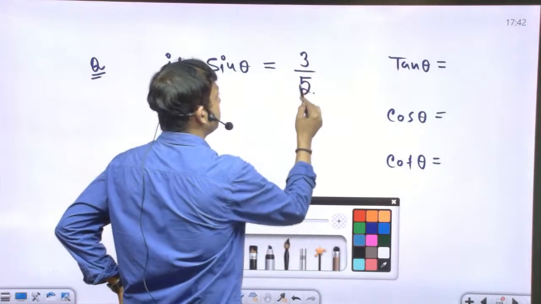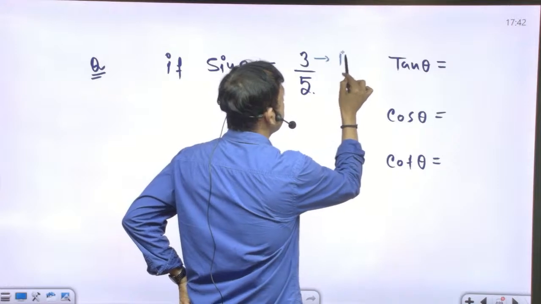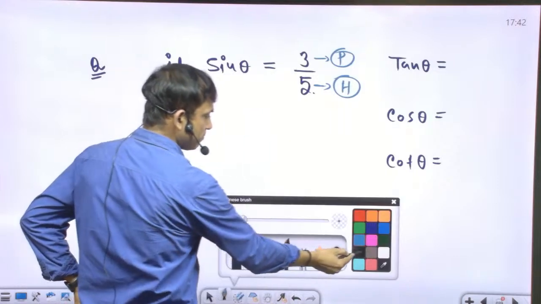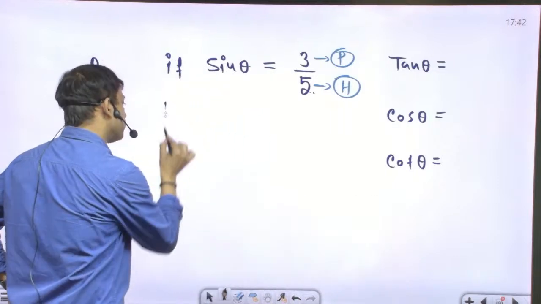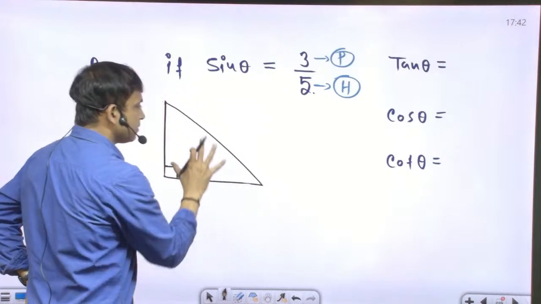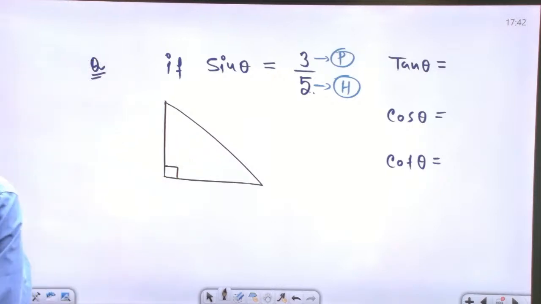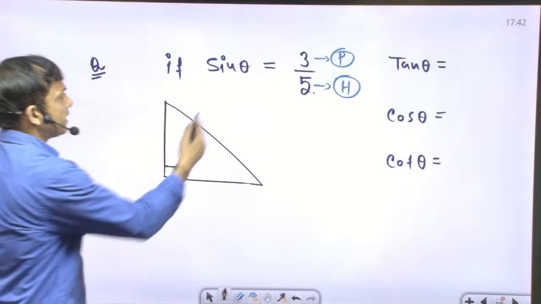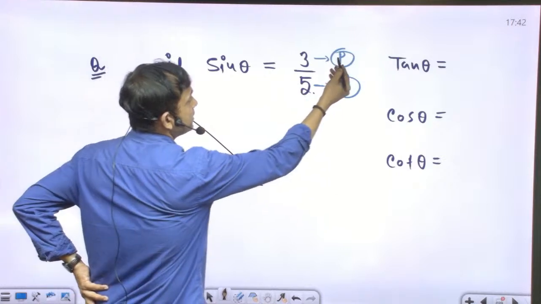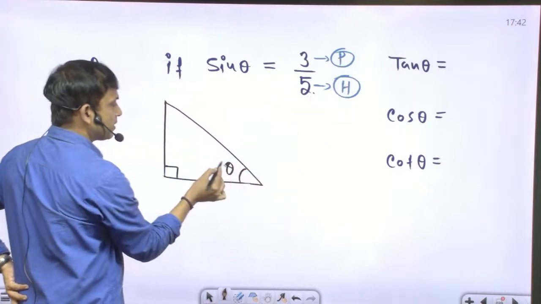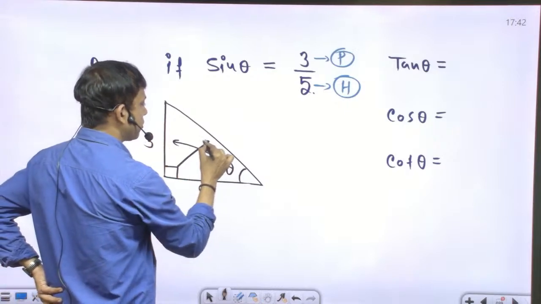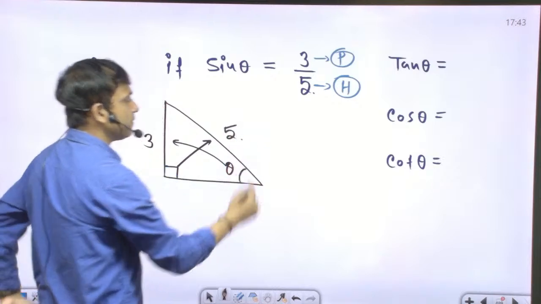Sin theta is 3/5. So 3 will be perpendicular and 5 the hypotenuse. Now draw this triangle, because trigonometry is the relationship between sides and angles of a triangle. Sin theta is perpendicular upon hypotenuse. In front of theta will be the perpendicular, which is 3. The hypotenuse, in front of 90, will be 5.